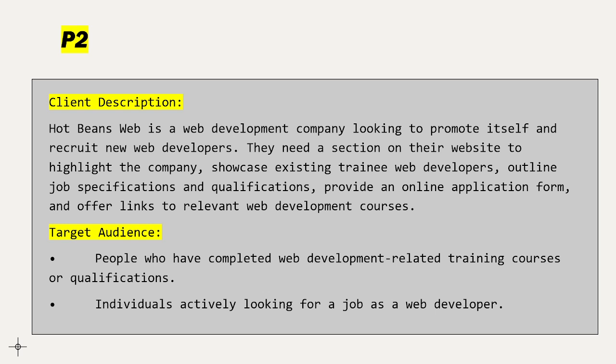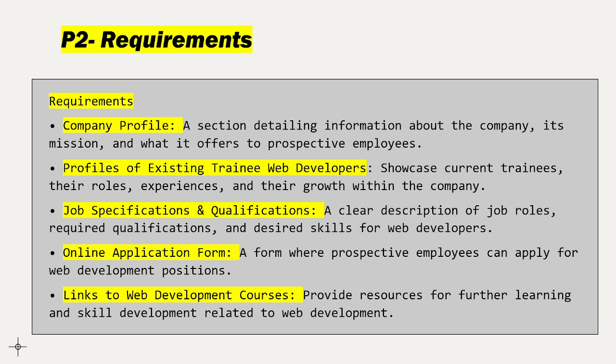Now, they've also said that their target audience are individuals that are actively looking for web developer jobs, and also people who have completed web development related training courses or qualifications. So that's your target audience, and that is basically the client's description. Then coming back to the requirements. Requirements are basically when you sit down with your client, or the person that asks you to do the website, what do they want? That's basically what a client requirement is.